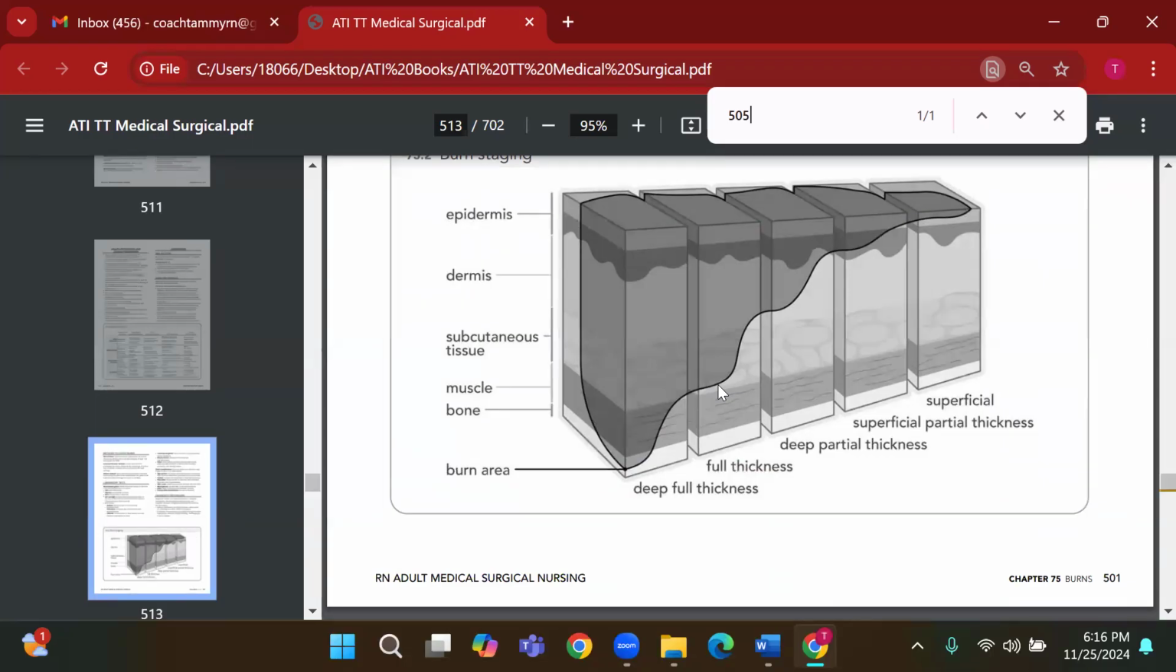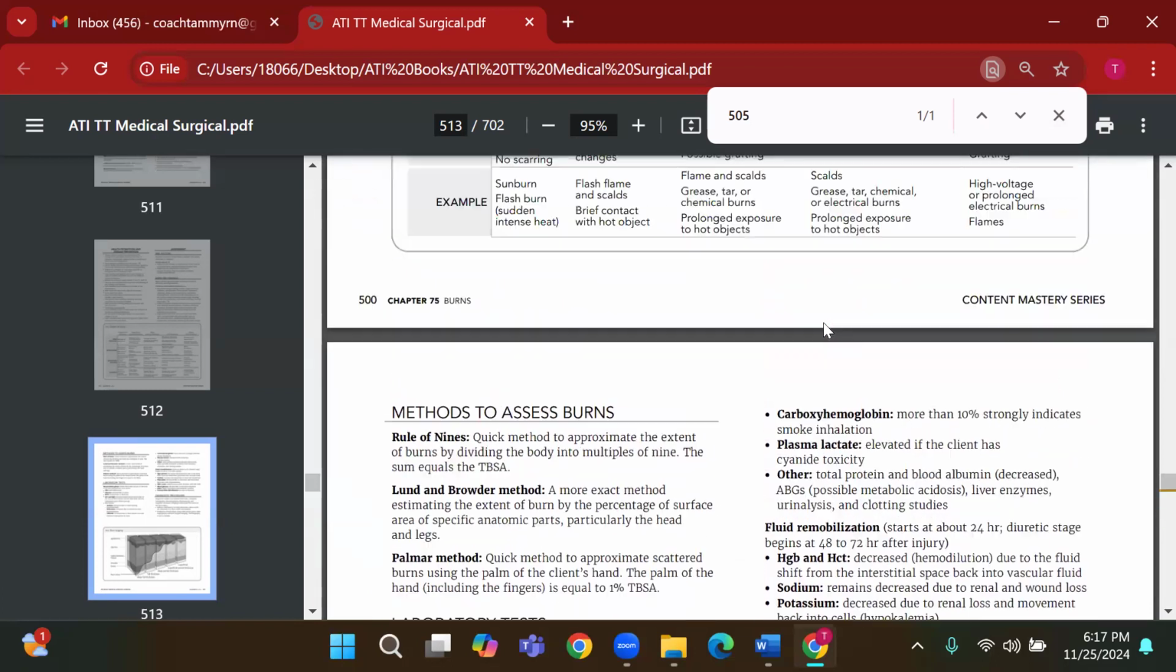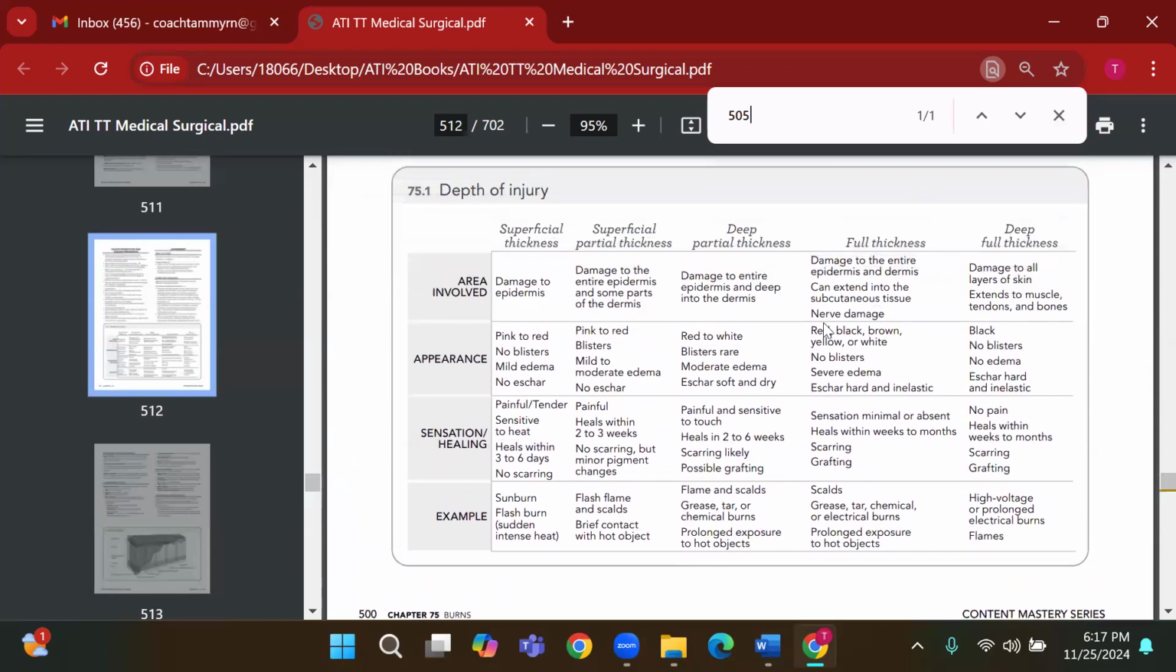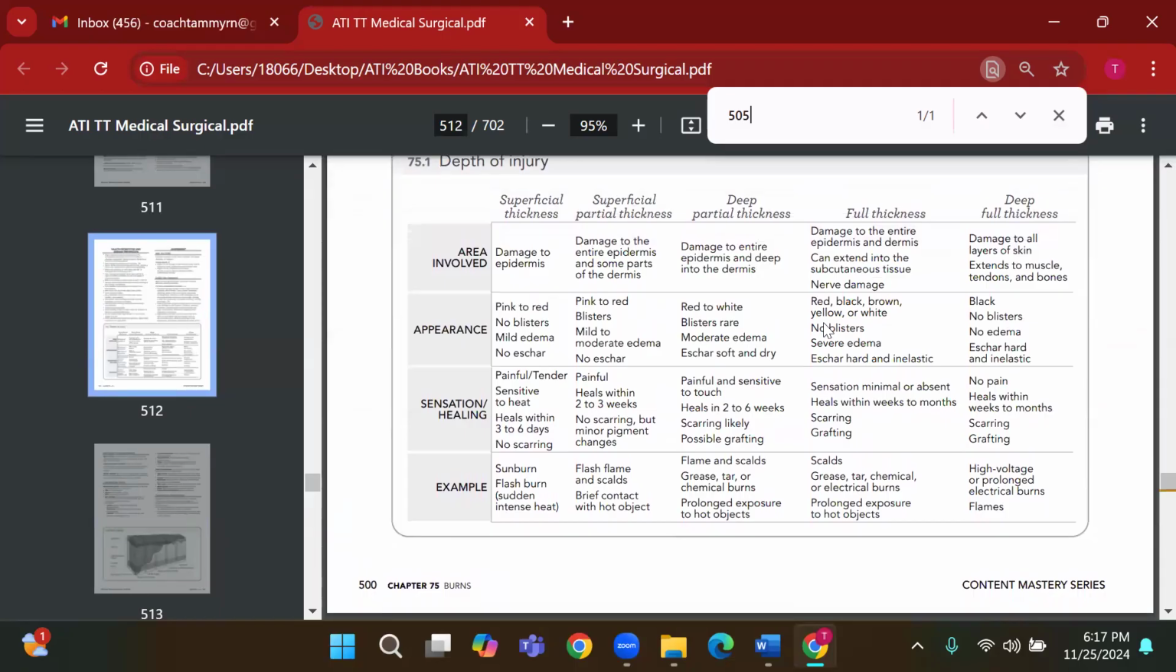Now, what you don't see on this picture are the hair follicles, oil glands, and blood vessels, which are all in this area. So when you're dealing with a full thickness burn, you're dealing with really damaged tissue. And look, it says it can extend into the sub-Q tissue. I really do think they'll have it where it says burn from the epidermis down into the sub-Q tissue.